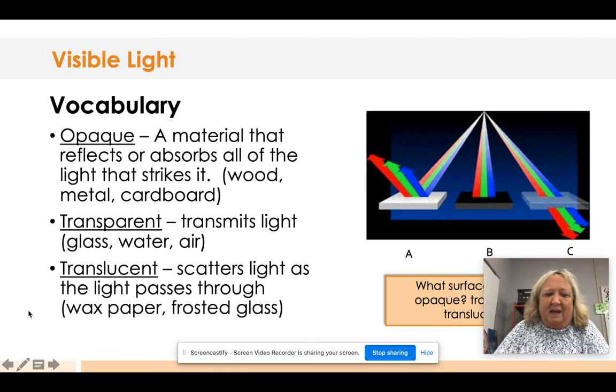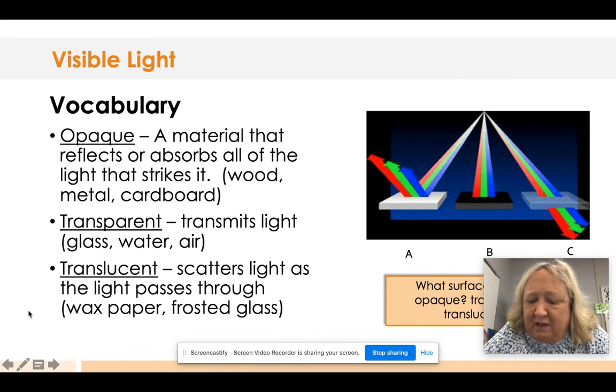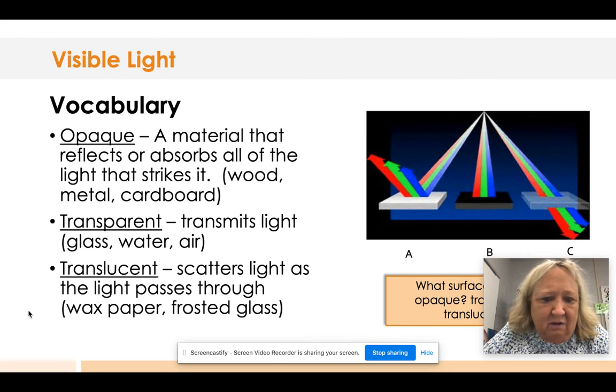All right, vocabulary. Very important that you know these words. For the kids who were at school yesterday, we talked about these quite a bit. Opaque means something that reflects or absorbs all the light. You cannot see through it. Light does not get through it. So like a piece of wood, metal, cardboard, a desk, anything that doesn't let light through is opaque. Then there's transparent, which would be like a window or glass, anything that lets light clear through.